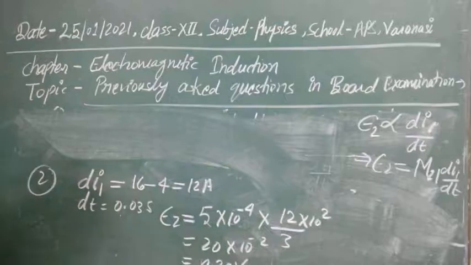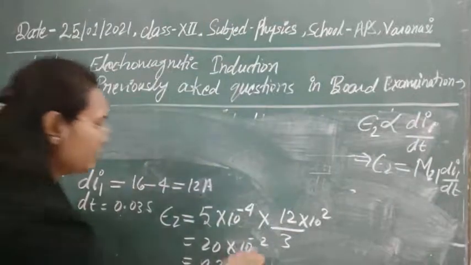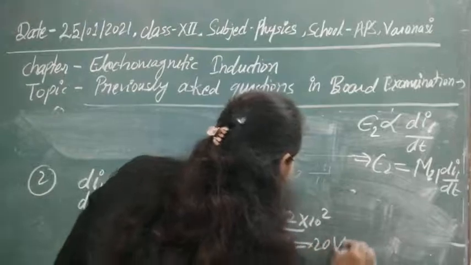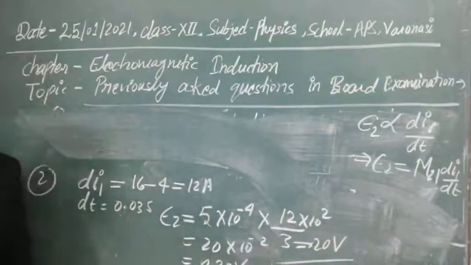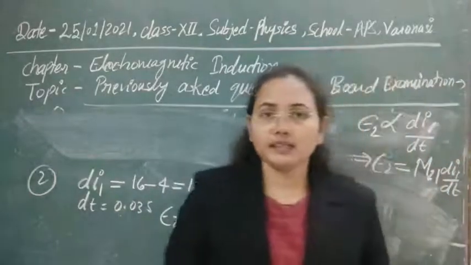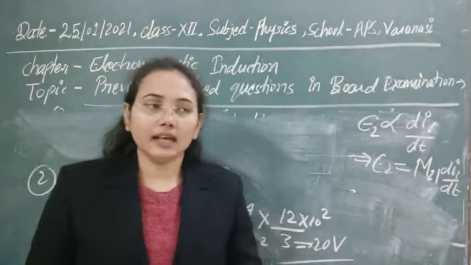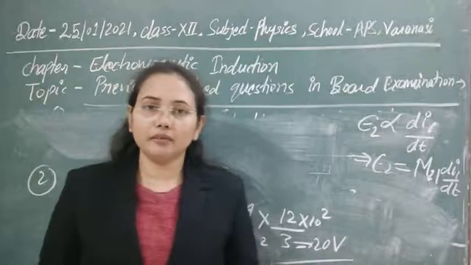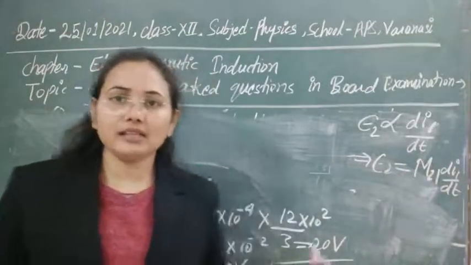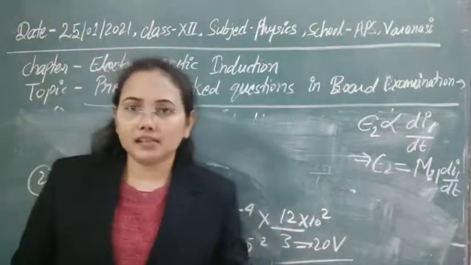This will be the induced EMF in the secondary coil. Clear? So this is the value that we will get in the secondary coil. So obviously, with the help of concepts and formulas, if you remember them, then you can easily calculate the numerical problems that are given to you.